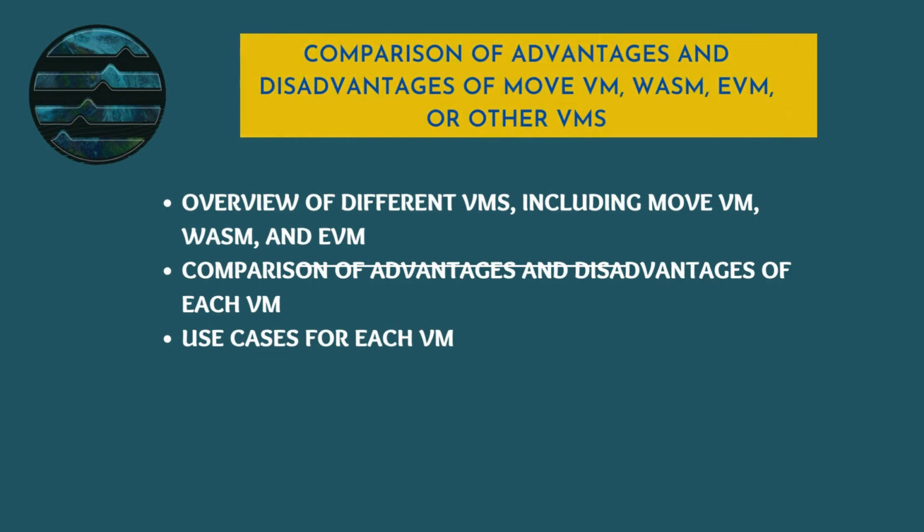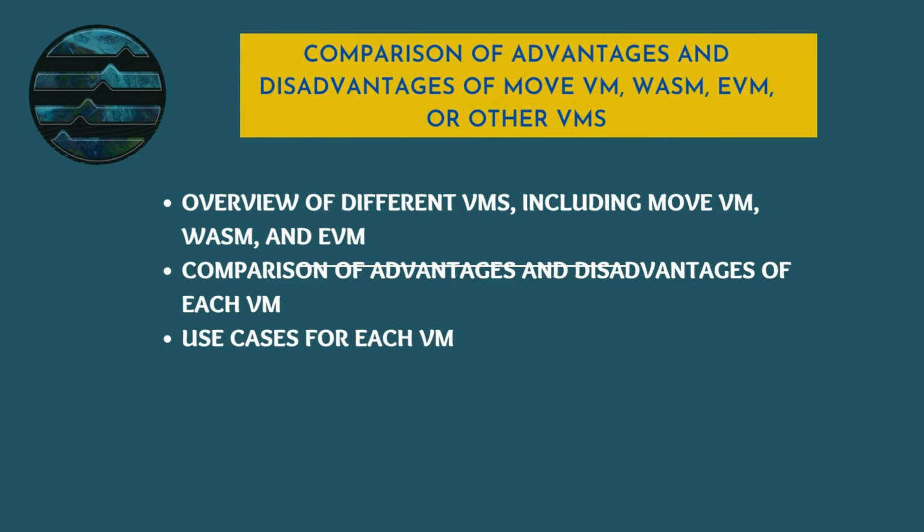Ethereum Virtual Machine (EVM) is the virtual machine used by the Ethereum blockchain and is widely used for smart contract development. Now, let's compare the advantages and disadvantages of each VM. One of the key advantages of Move VM is its unique type system. Move's resource-oriented type system is designed to prevent common vulnerabilities such as reentrancy attacks.